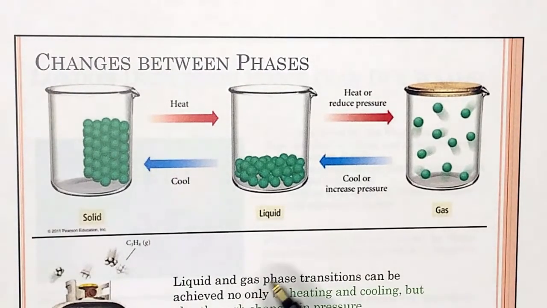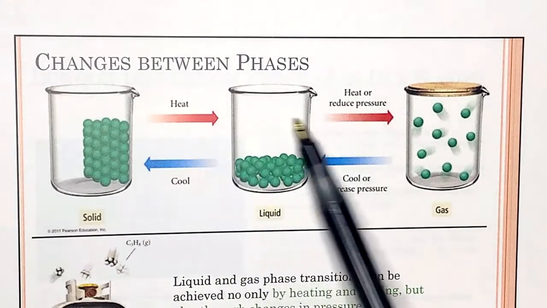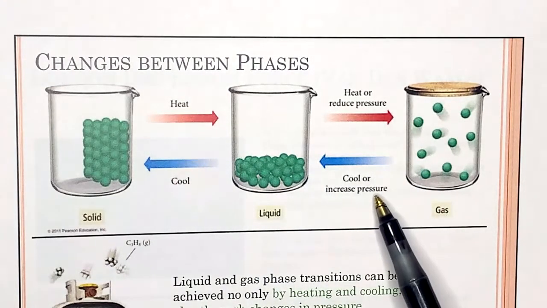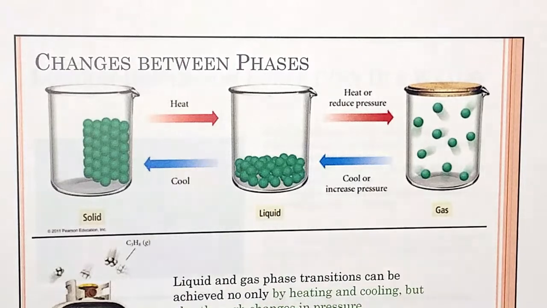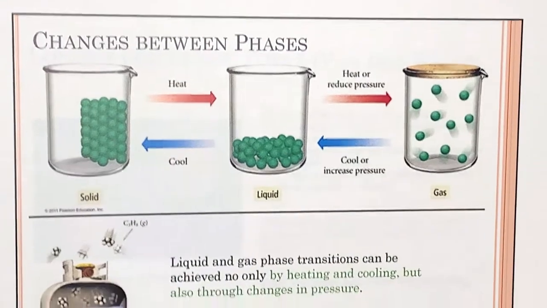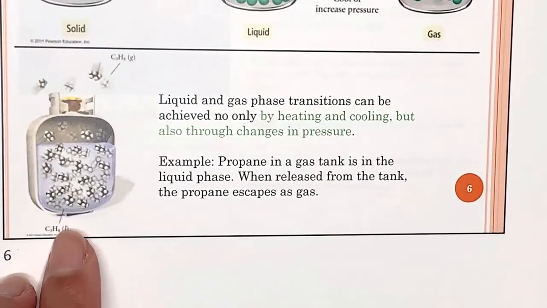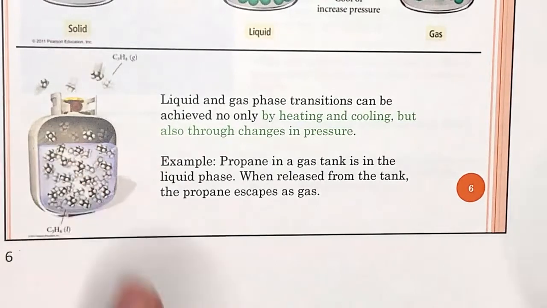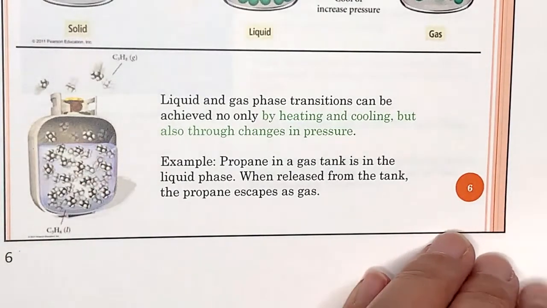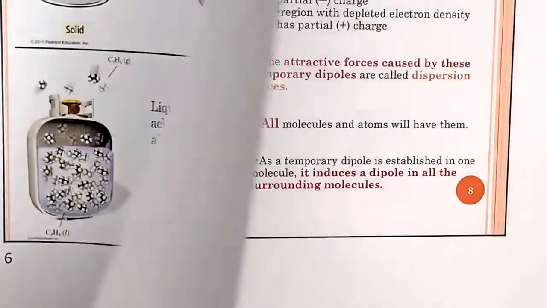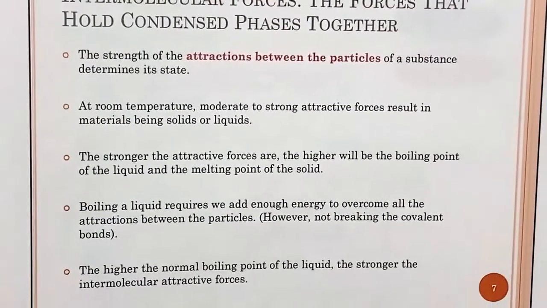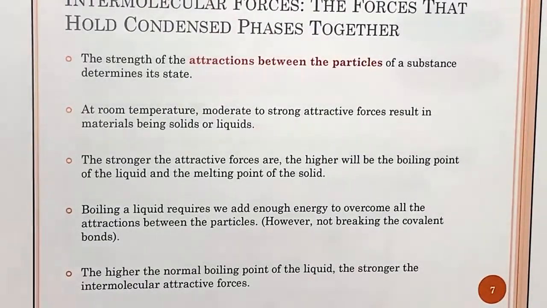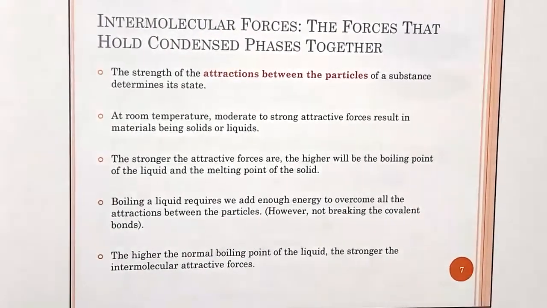So in this case here, remember, we can work with heat, or we can also work with pressure to change phases, okay? For example, here we have propane tanks, and inside the tank, it's in liquid phase, but when you release it, we have it in gas phase because we control the pressure change. So what's holding these guys together? We talked about intermolecular attractions, right? So let's discuss this.